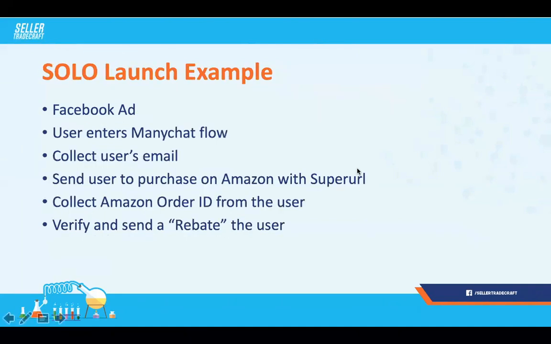Okay. So the solo launch, right? This is going to be an overview, and I'll have pictures going over it, but this is a quick summary of how it works. A user is going to see a Facebook ad. They're going to enter into a ManyChat flow where we collect a user's email, right? And then we send a user to purchase our new product on Amazon through the super URL from Pixelfy. And once they purchase it, we ask them for their order ID from Amazon, and we verify their order has been placed, is legit, and then we send a rebate to the customer, right? And this has been working really well for us.